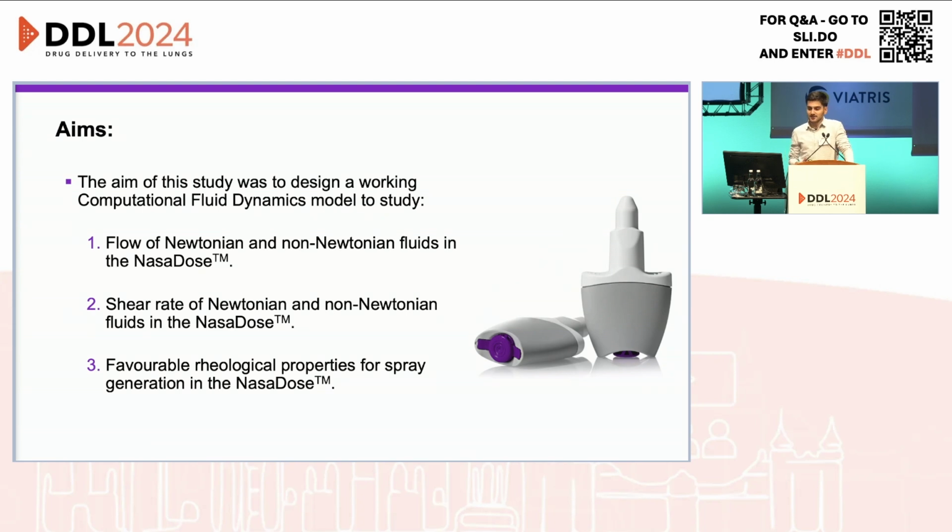So the aims of our study, we aim to develop a computational fluid dynamic model that is able to do three main things. Firstly, study the flow of Newtonian and non-Newtonian fluids in the Nasadose device. Secondly, understand the shear rate of Newtonian and non-Newtonian fluids in the Nasadose device. And finally, study the favorable rheological properties for spray generation in the Nasadose device.